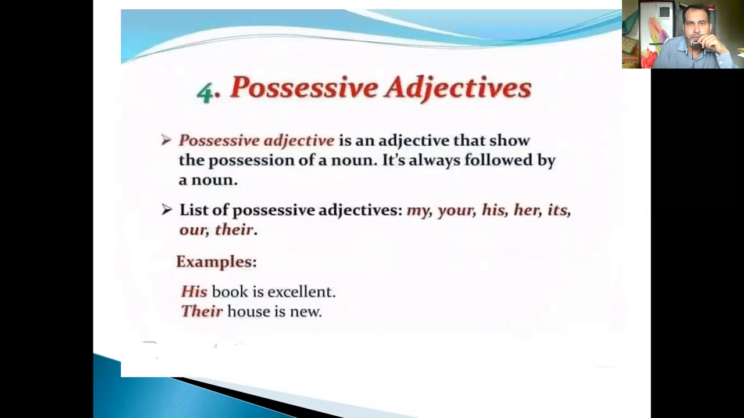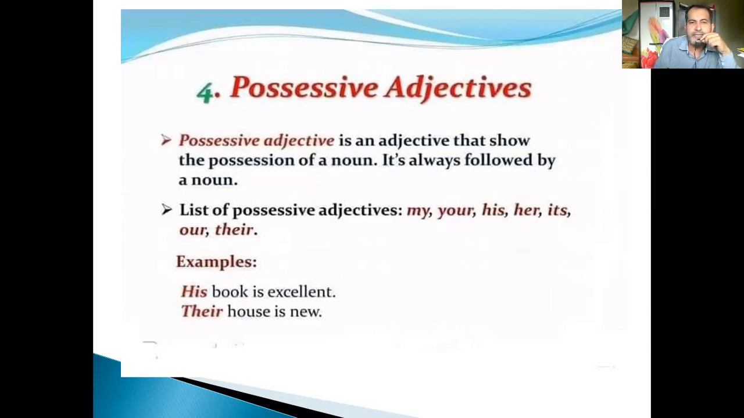Next slide, possessive adjectives. Possessive means in the hand of somebody, in the ownership of someone. A possessive adjective is an adjective that shows the possession of a noun. It's always followed by a noun. List of possessive adjectives: my, your. If I say this is my book, that means this book belongs to me. So my, your, his, her, its, our, their, all these words perform as possessive adjectives.